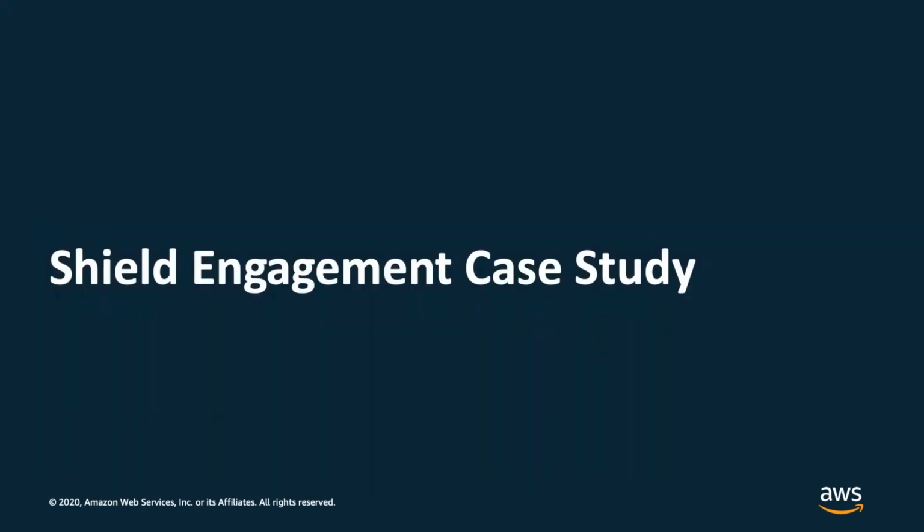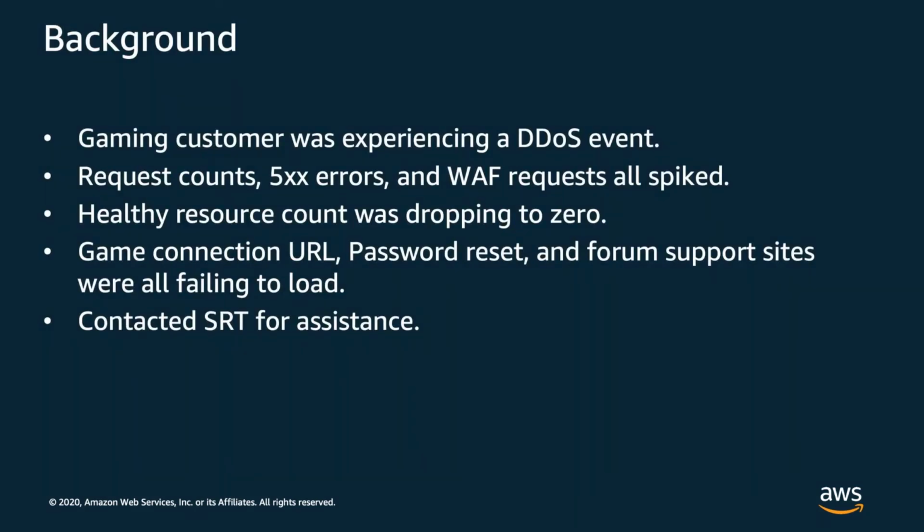Now I want to talk a little bit about a case study, a recent engagement we had with a gaming customer that has Shield Advanced. So a little background. This customer was experiencing a DDoS attack. They have an application load balancer. The application load balancer started serving 500 error requests. This caused downtime for 3 portions of their web application, their game connection URL, their password reset portal, as well as their forum sites. After some investigation, they built some WAF rules to try and protect their application, but it still remained serving 500 error messages.